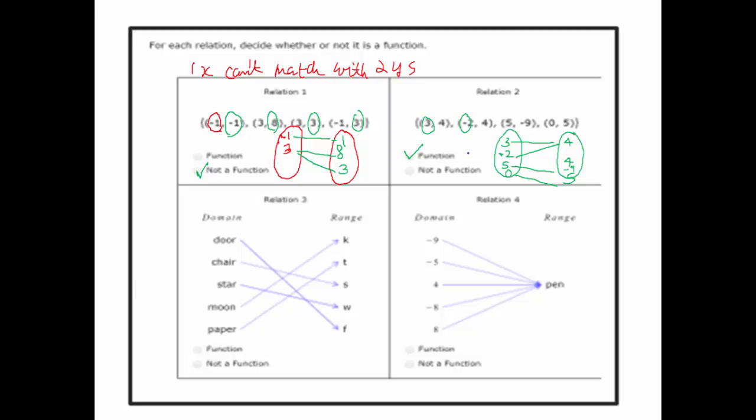The next example is a little bit different. This time, we don't use numbers. We use door, chair, star, moon, and paper, but they represent the same thing. Let's check. Do we have one x going to two y's? No, we don't. So this is a function. If you check this one, all x's go to one unique y. Again, there's no one x matching with two y's, so this is also a function.